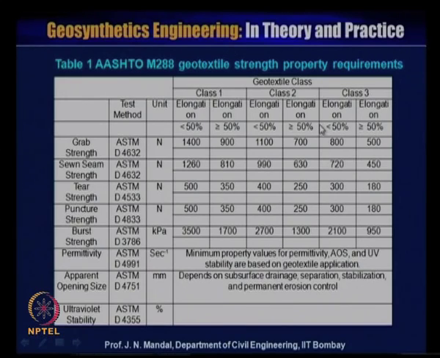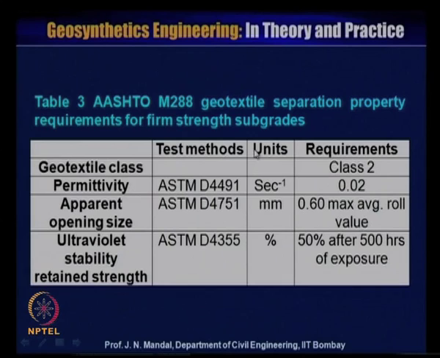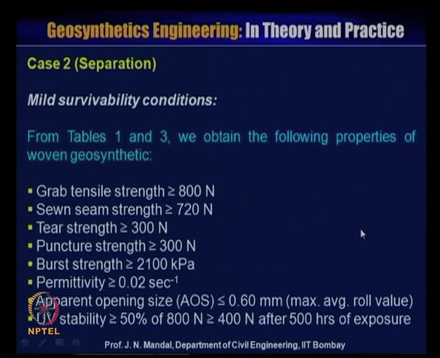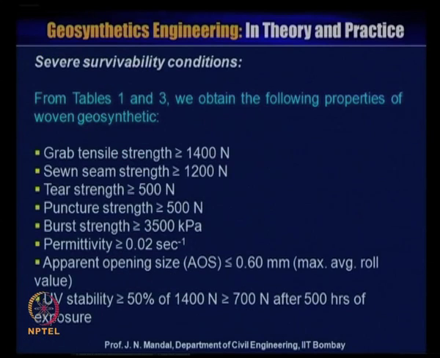And similarly, for this other value, that is what will be the property for the permittivity, that is 0.02, and the apparent opening size 0.6, maximum average roll value, and ultraviolet stability retained strength, that is 50% after 500 hours of exposure. So, this is case 2, we talk about this separation, and this is a mild serviceability condition. Next is the severe serviceability condition.